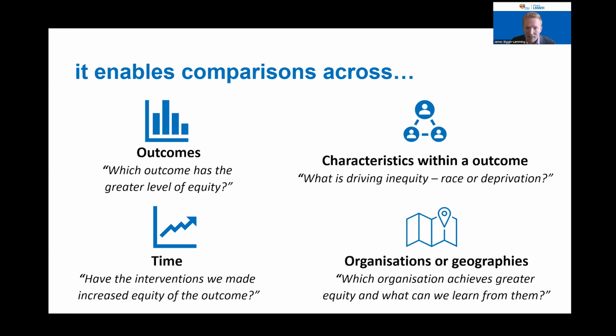It also helps us to understand what's happening within an outcome. When there are so many different communities we're serving, what's driving the inequity? Is it race? Is it deprivation? Is it something else? It allows us to track changes over time, so we know if the changes we made were an improvement. And if they're working, we can scale them up. If they're not, we can try something else.